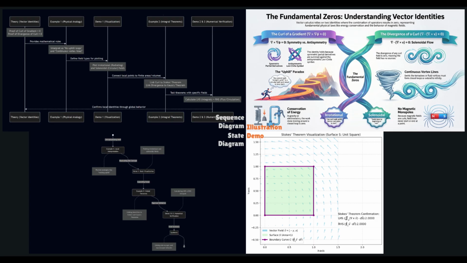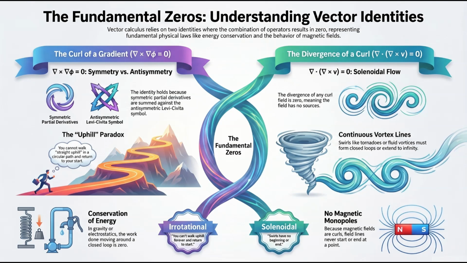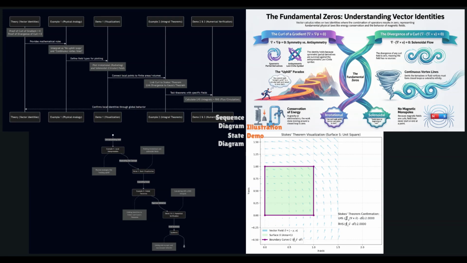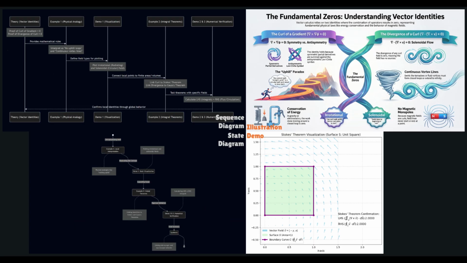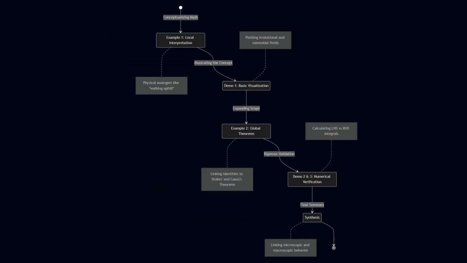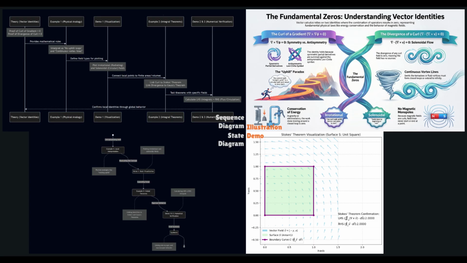Local interpretation: from rules to stories. As the state diagram suggests, the first major transition is from theory to local physicality. Here, the zeros found in the derivation sheet are translated into human-scale analogies. For example, the mathematical impossibility of a certain swirl is described as the uphill paradox, the idea that you cannot walk in a continuous circle on a mountain and always be moving upward.